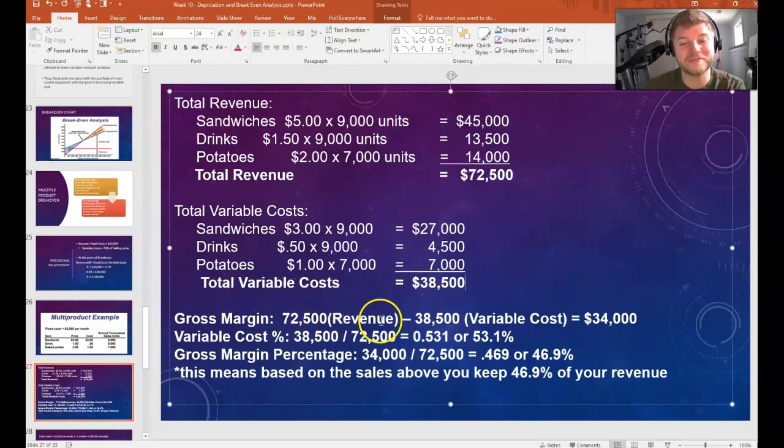So our gross margin, 72,500, this is a little typo, minus 38,500, the variable cost equals $34,000. So this is how much the gross we get from our sales. So the variable cost of $35,000 divided by 72.5 is 0.531, or easier to understand as 53.1%. Variable cost of 53.1% on all of our items that we sell there. So our gross margin percentage is 0.469 or 46.9. And you can just say it's 53 and 47. That's probably what you look at it. So this means based on the sales above, you would keep about 46.9% of your revenue.